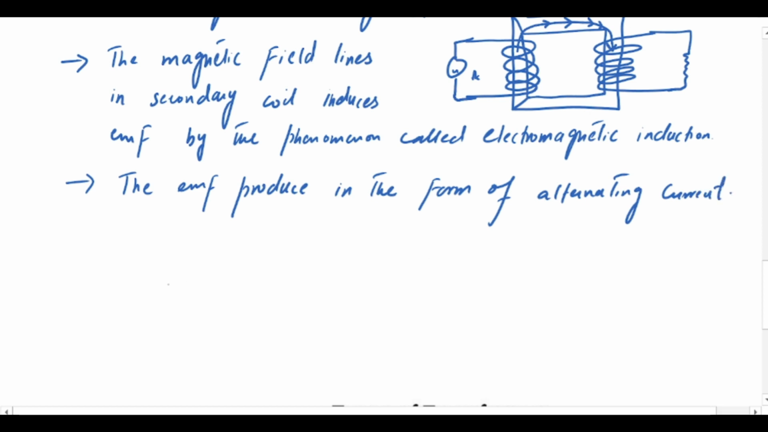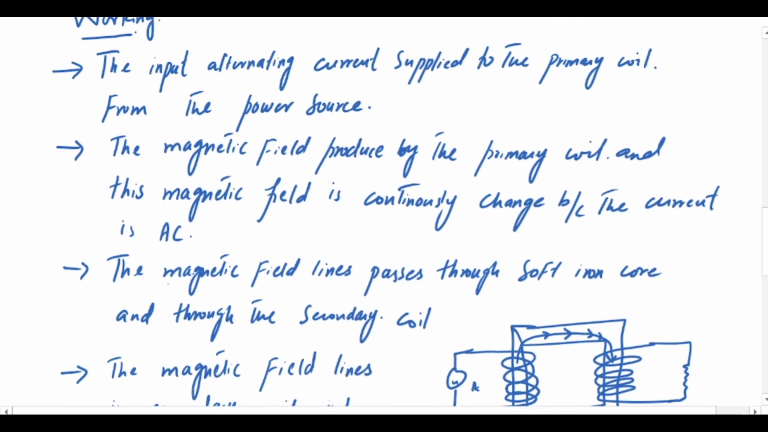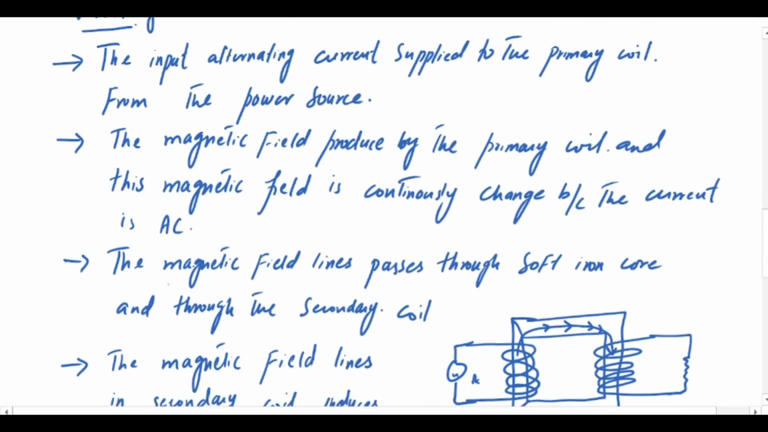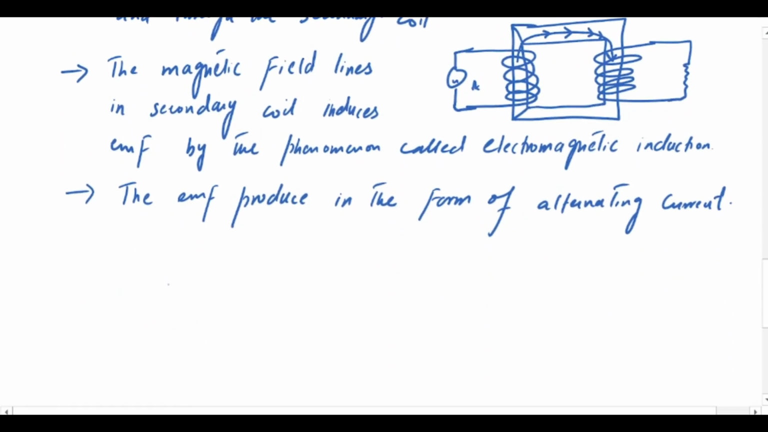Yes, this is the working of. Sir, can you repeat all that? Okay. My Wi-Fi was very laggy. Okay. So the first point is the input alternating current. No, sir. The point you just said. Which point? Sir, you were just writing it.